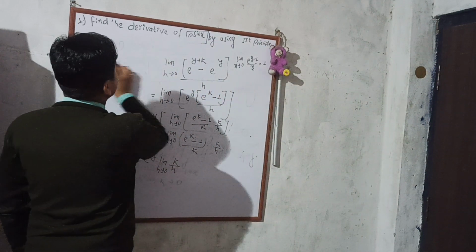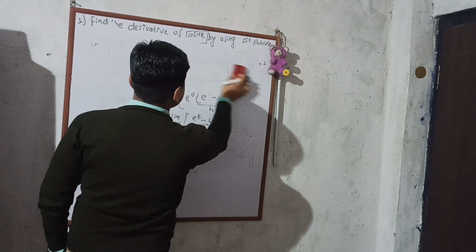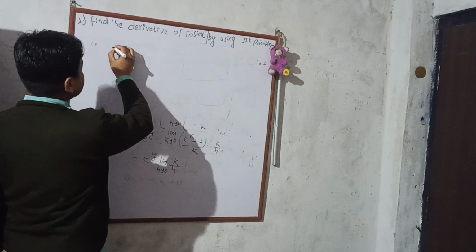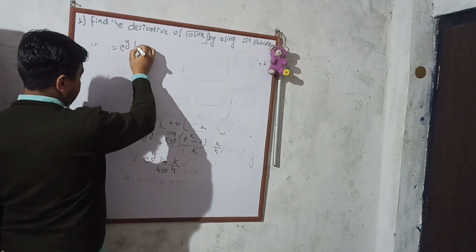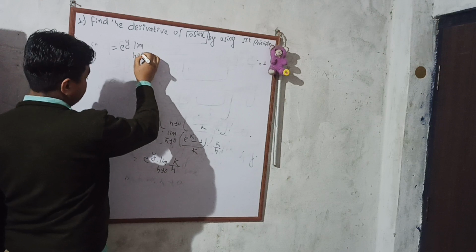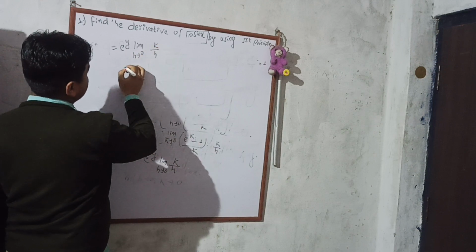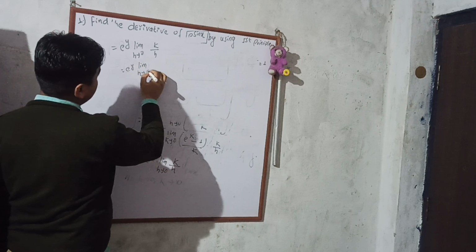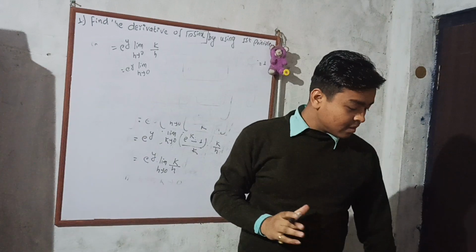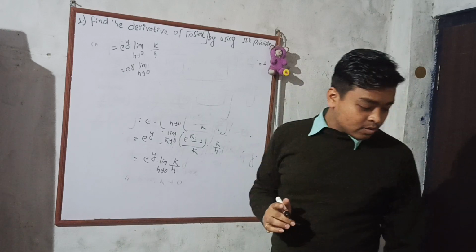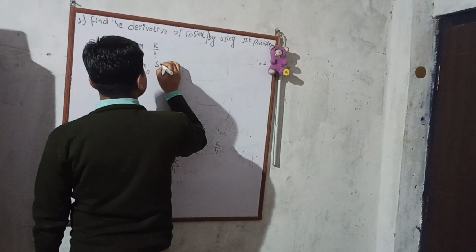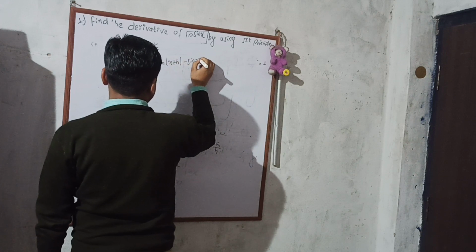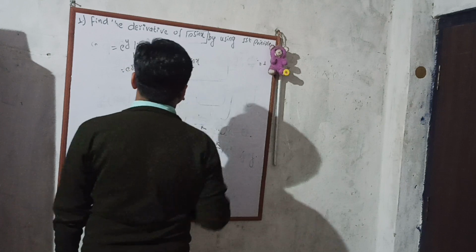Then the next step is e to the power y, limit h tends to 0 of k upon h. You have calculated the value of k. What is the value of k? Look in the previous step: sin(x plus h) minus sin x, divided by h.